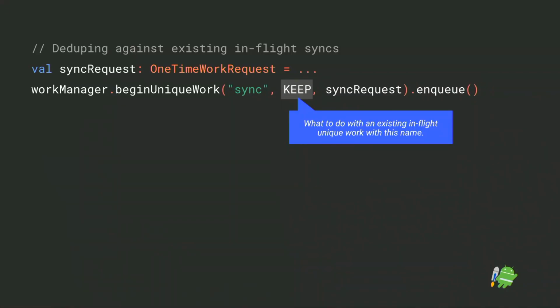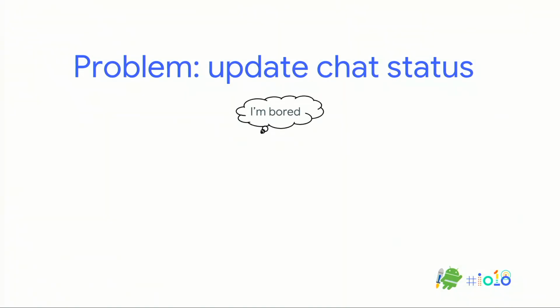So if there's work with the name sync already in flight, it will keep that. If there isn't, it will enqueue this and execute it. So this is how you dedupe your syncs.